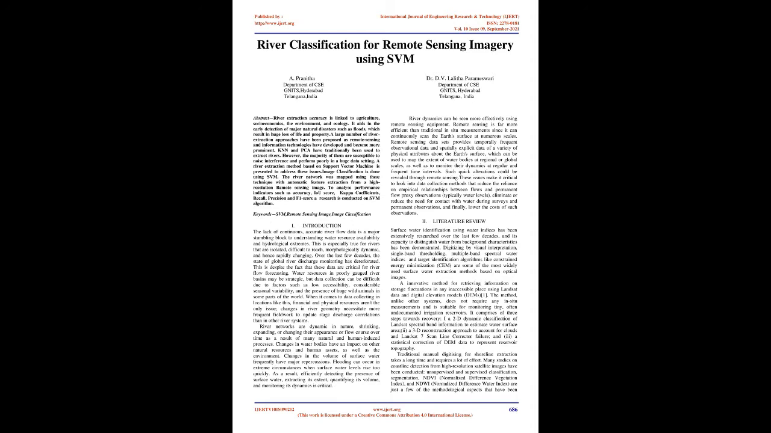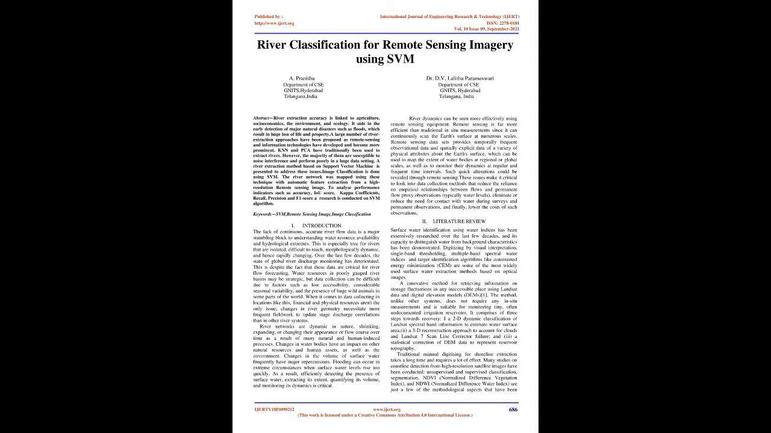River dynamics can be seen more effectively using remote sensing equipment. Remote sensing is far more efficient than traditional in situ measurements since it can continuously scan the Earth's surface at numerous scales. Remote sensing data sets provide temporally frequent observational data and spatially explicit data of a variety of physical attributes about the Earth's surface, which can be used to map the extent of water bodies at regional or global scales, as well as to monitor their dynamics at regular and frequent time intervals.